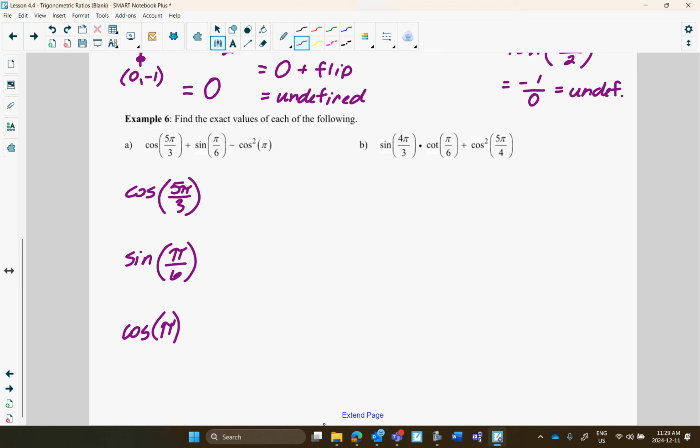No, I'm not going to do that yet. I'm just going to do these ones first, and then I'm going to square it after. So what's cos 5 pi over 3? 5 pi over 3 is in quadrant 4, and it's the short value x, so it's half. Sine pi over 6.